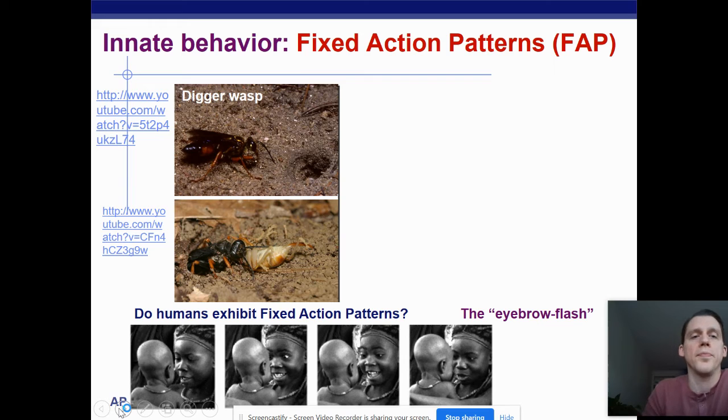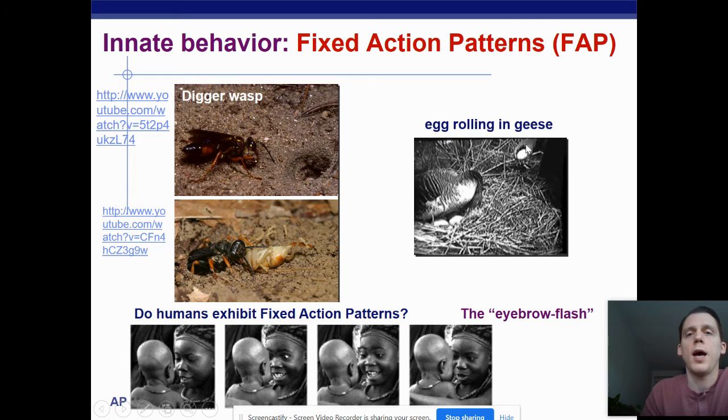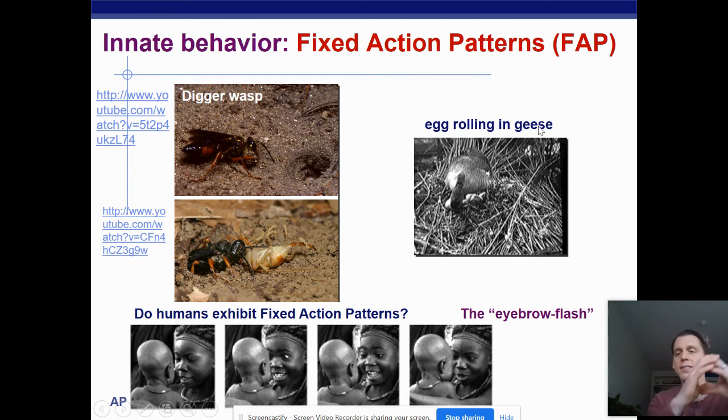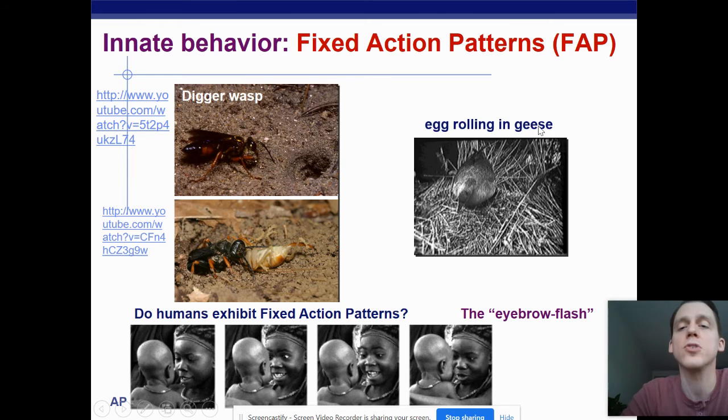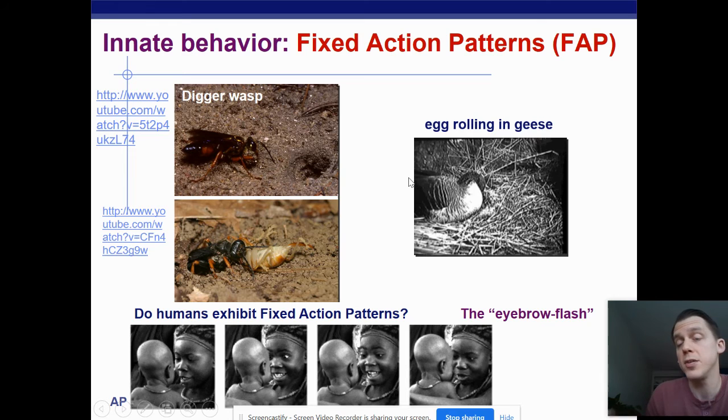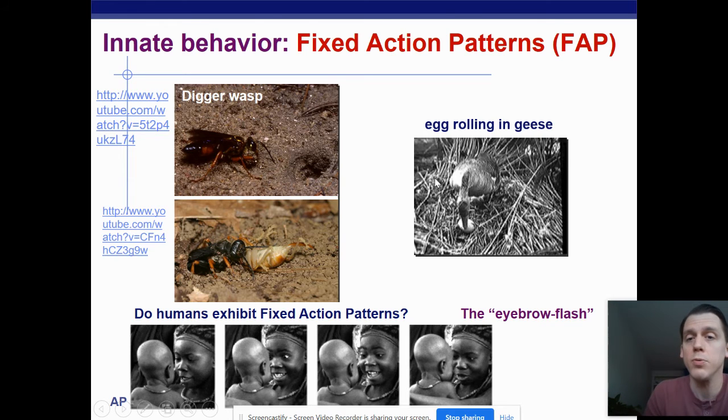All right, other fixed action patterns. We're going to watch this video in class on the digger wasp. It has a clear fixed action pattern with how it brings prey into its hole. We also have an interesting example, egg rolling in geese. So if geese see something circular and white by their nest, they use their beak to roll it back into their nest because what they think is that the egg has gotten out.